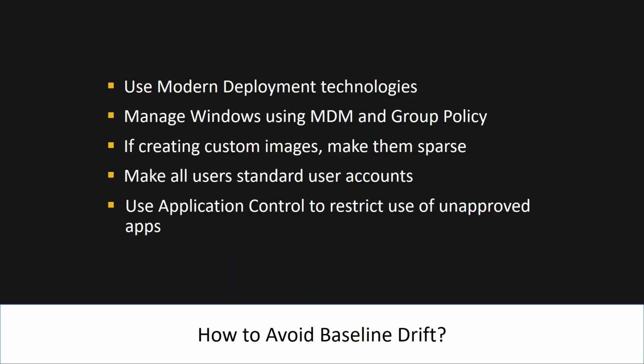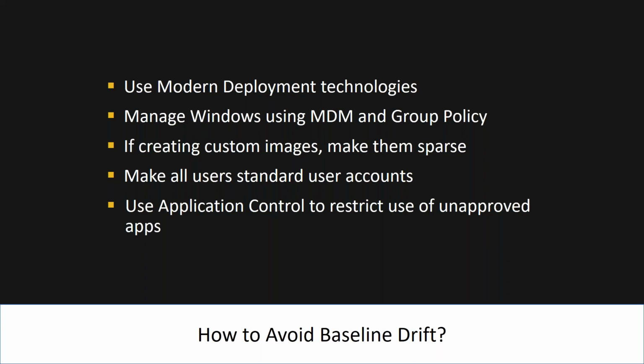But how do we go about avoiding this problem of drift in our images? Well, there are several different ways and technologies that we could use to prevent this. Now, Microsoft are currently pushing modern deployment technologies with Windows 10, and I'll talk a little bit about that in a second. But the basic idea is you can avoid baseline drift if you don't have a baseline. And I'll explain exactly what I mean by that and how that works in a minute.